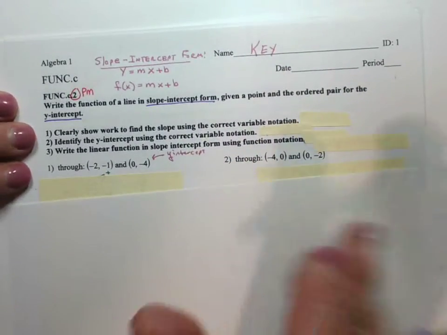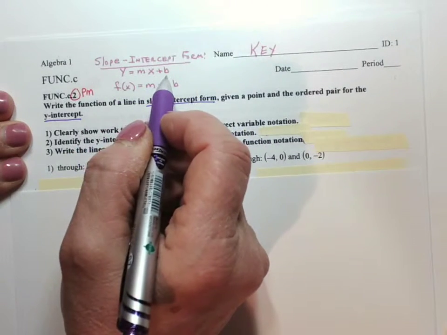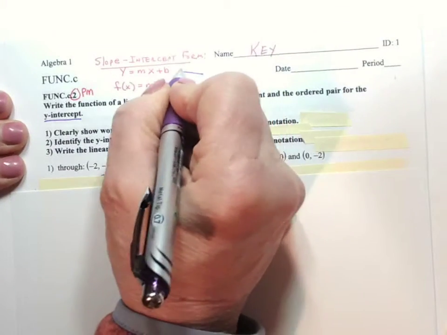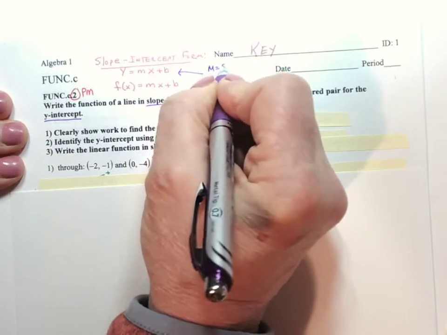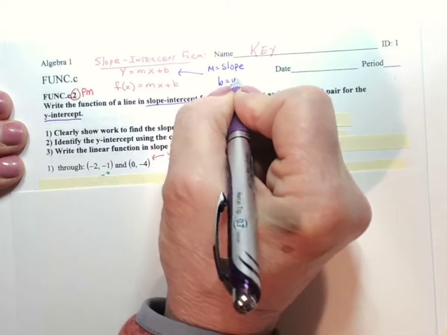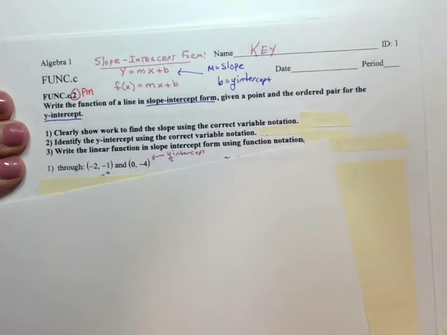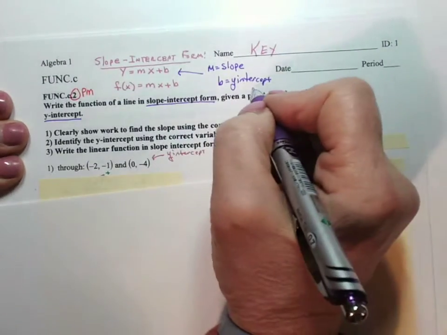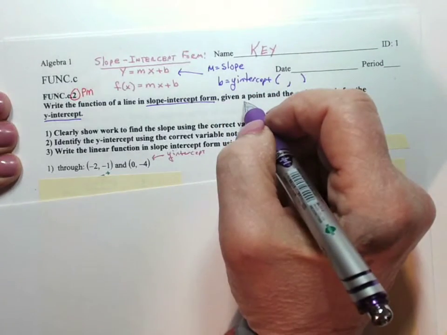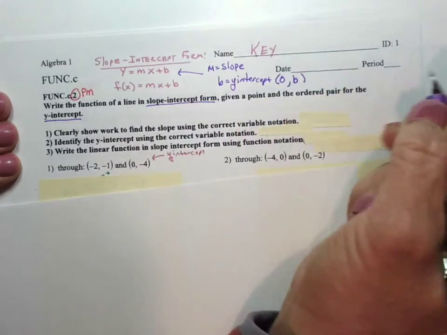Slope-intercept form is y equals mx plus b, where m equals slope and b equals the y-intercept. And the y-intercept, always remember that it is the point on the y-axis, so it's going to be the ordered pair 0, b.